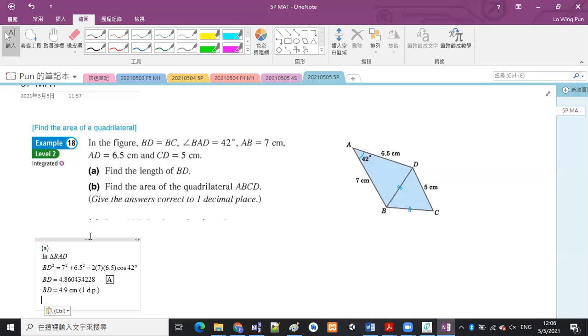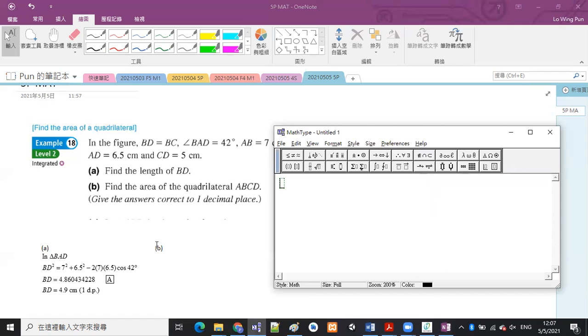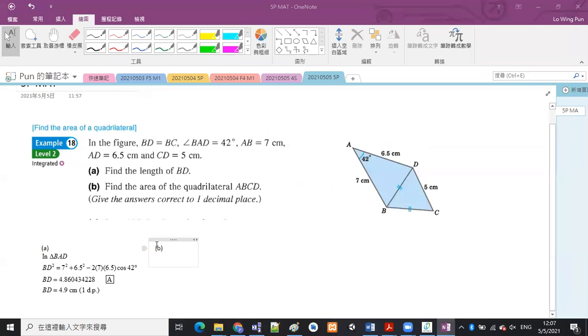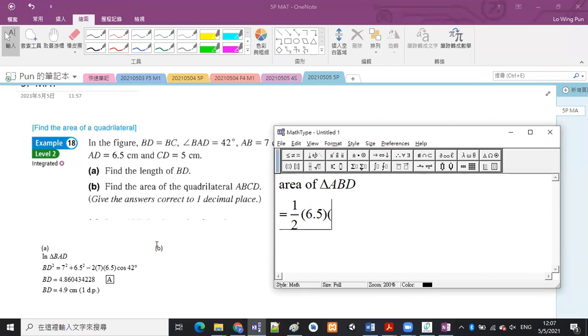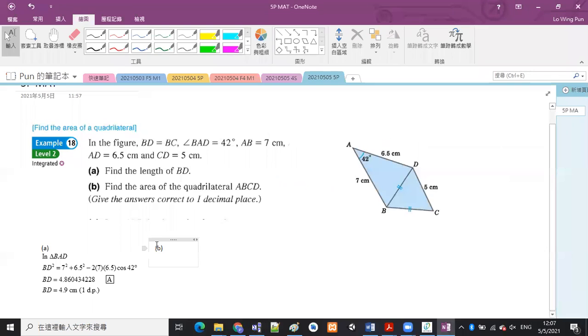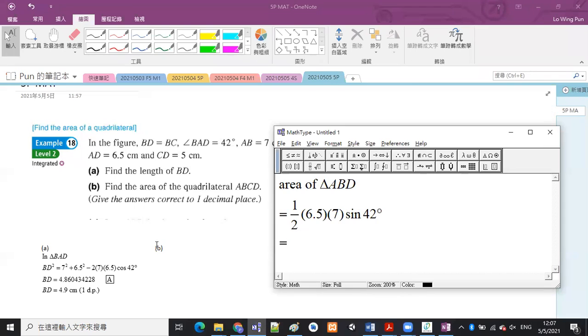Okay, let's do this now. We do it separately. Find the 2 areas separately. Part B, the area of triangle ABD first is equal to half times 6.5 times 7 times sine 42 degrees. Okay, and then just use the calculator.